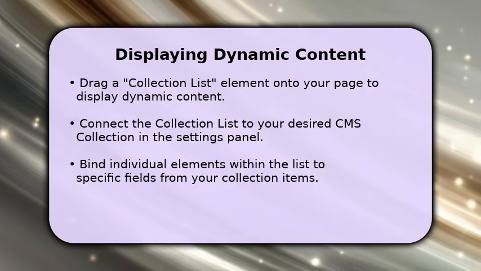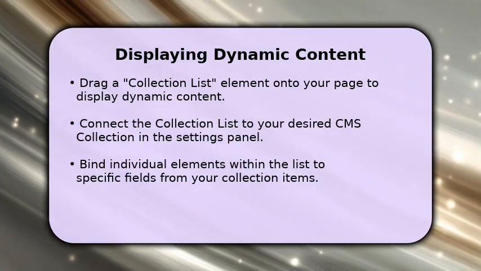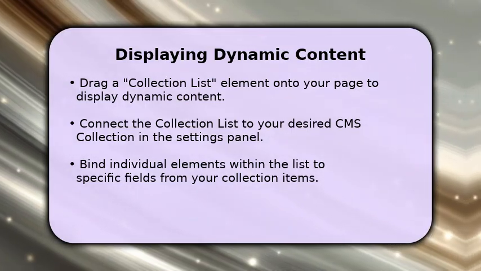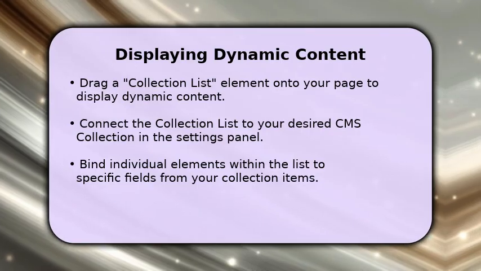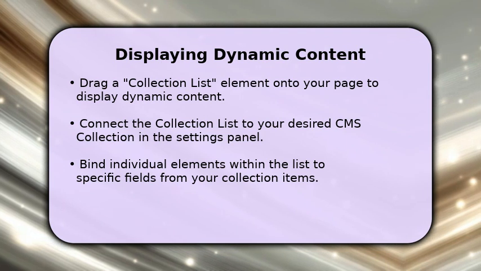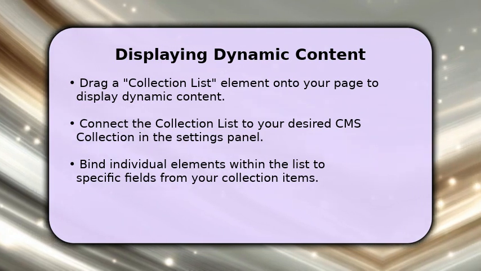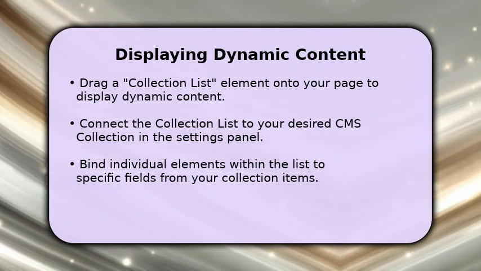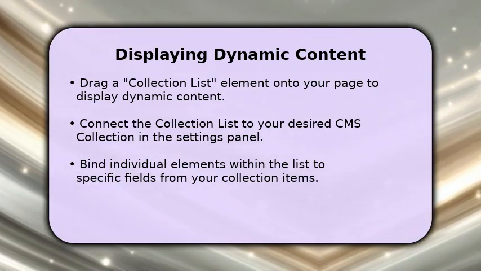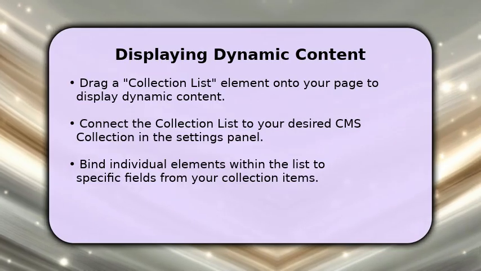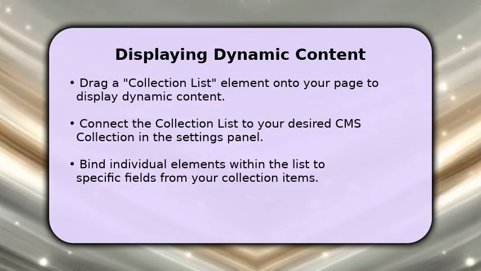The final step is to display your dynamic content on your website pages. Drag a collection list element onto your canvas from the Elements panel. In the settings, link this list to the specific CMS collection you want to showcase. Then, inside the collection list, you can bind elements like text blocks or images to the corresponding fields from your collection items. This allows your content to automatically populate, creating a truly dynamic and easily updatable website.